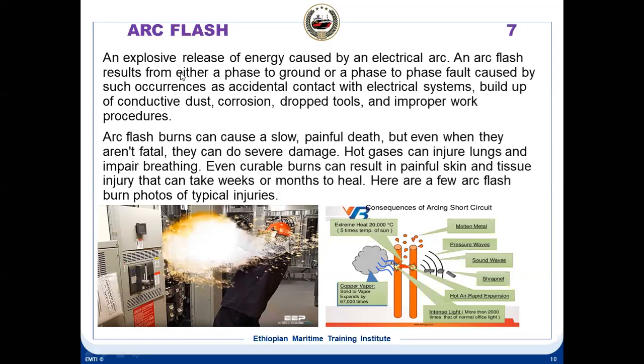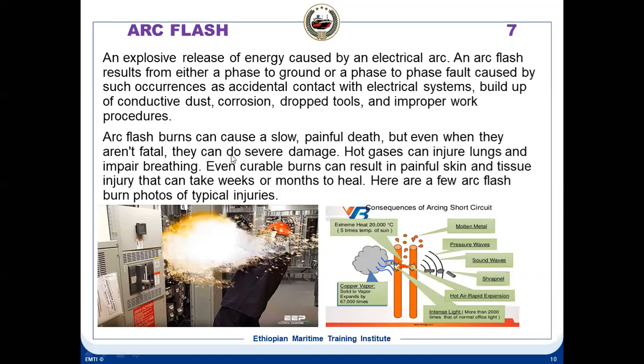An arc flash results from either a phase-to-ground or phase-to-phase fault caused by circumstances such as accidental contact with electrical systems, buildup of conductive dust, corrosion, dropped tools, improper work procedure, or a short circuit. Suppose you have R and Y phase, and you short circuit it. So that is an arc flash.